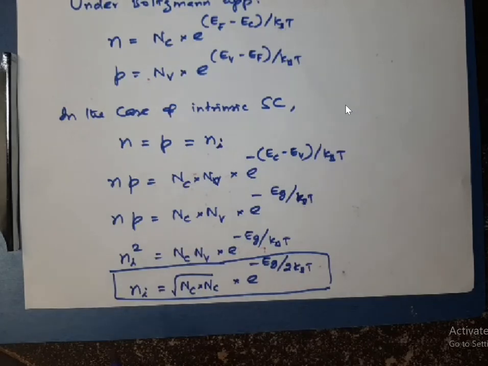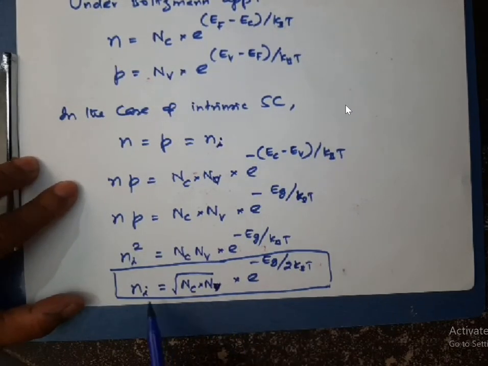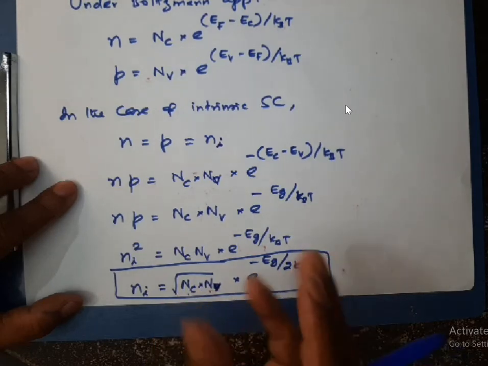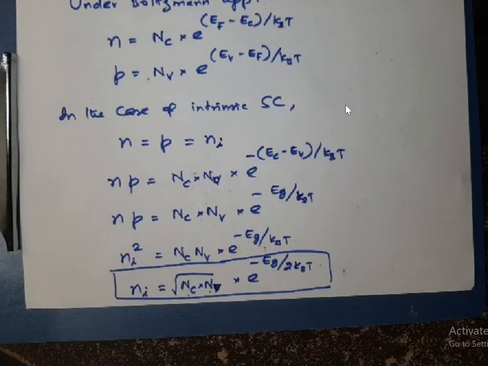To find the intrinsic concentration, you have to calculate Nc and Nv for the given material. Nc and Nv values are constant for a given material at a given temperature, right? And then into e power minus Eg by 2 kBT. This is the expression for intrinsic concentration, so you can calculate the intrinsic concentration using this expression.